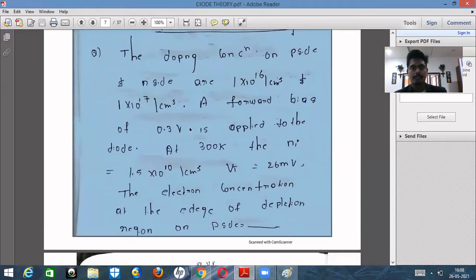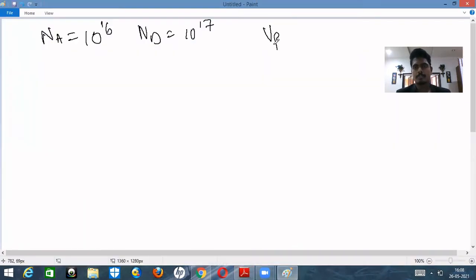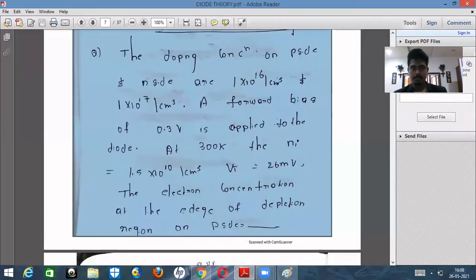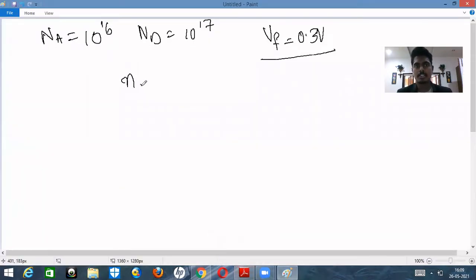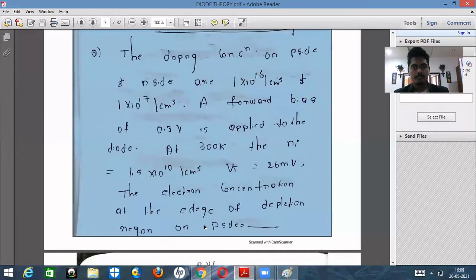A forward bias of 0.3 volt is applied to the diode. So the forward bias voltage Vf is equal to 0.3 volts. So we have a semiconducting device with acceptor concentration on one side and donor concentration on the other side, and the value of the forward voltage is 0.3 volts. Next, at 300 Kelvin, the intrinsic concentration Ni is equal to 1.5 into 10 power 10. So this is nothing but the intrinsic concentration. And the thermal voltage is 26 millivolts, which we already know.